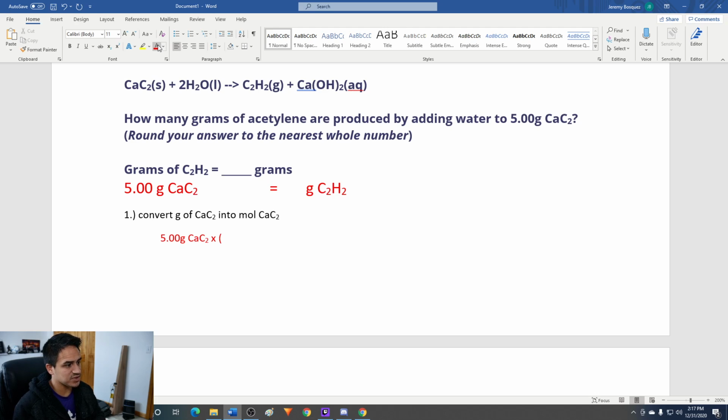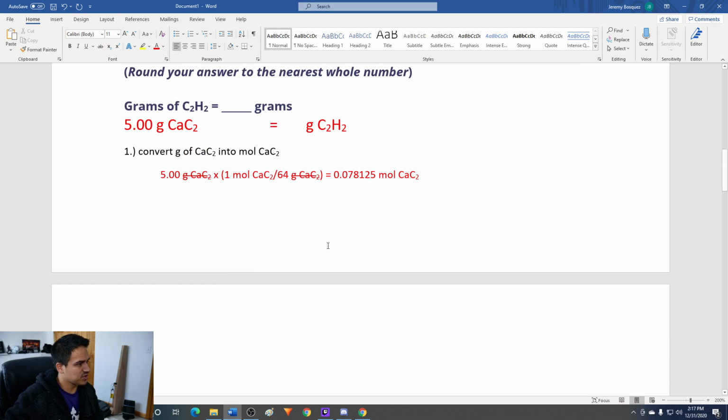So I'm starting with grams of CaC2, which means I'm going to have 1 mole of CaC2 on the top over 64 grams on the bottom. I'm doing it this way so that my grams of CaC2 cancel with each other, and I am going to be left in moles of CaC2, which is what this first step is. We're trying to get into moles. So 5.00 divided by 64, I get 0.078125. I'm just going to keep the whole thing. We'll round properly at the very end.